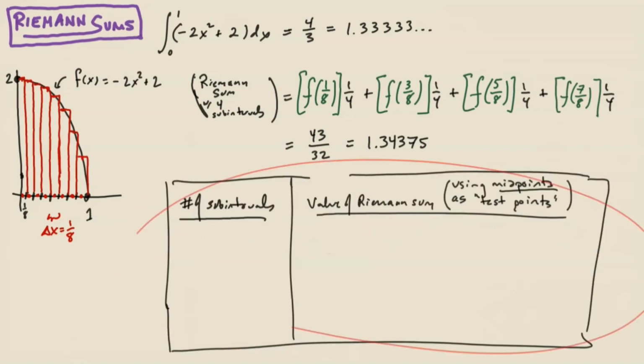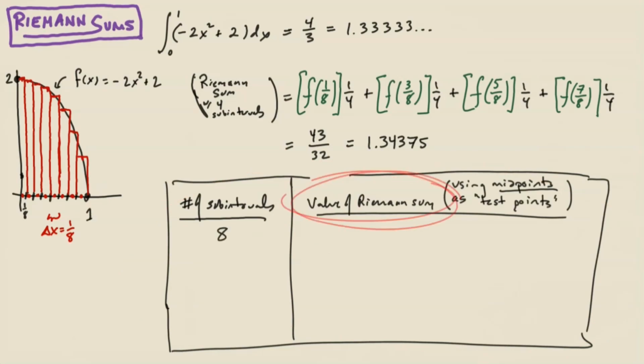And I'll make a quick table for you. Let's begin with what we just saw, that if we use 8 subintervals, then the value of the Riemann sum is about 1.33594. If we were to double the number again and go to 16 subintervals, the Riemann sum, which would now consist of 16 terms, turns out to have a value of approximately 1.33398.